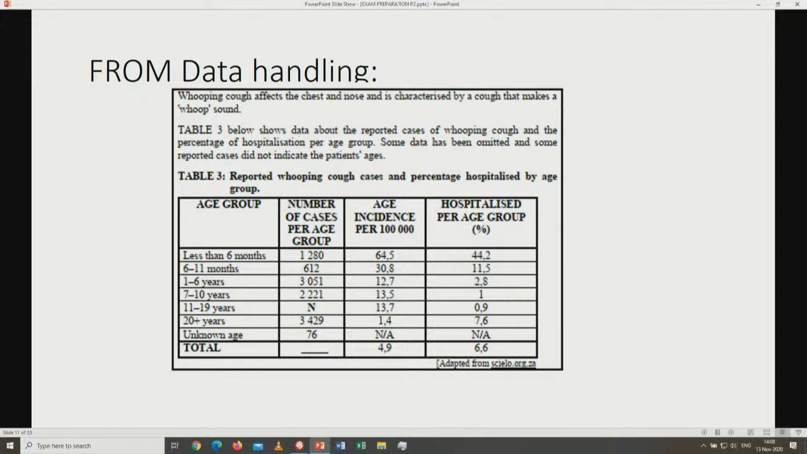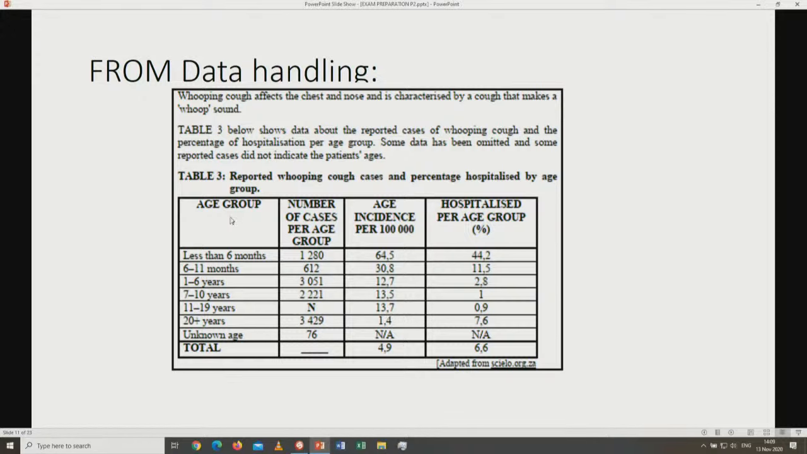They said to you, what is whooping cough? It is you make a cough with this whoop sound, so you know now more or less what that is. Table 3 below then shows you data about reported cases of whooping cough and the percentage of hospitalization per age group. Some data has been omitted and some reporters' cases did not indicate the patient ages. This is some additional information regarding the patient that tell you what may and may not be in the table that follows.